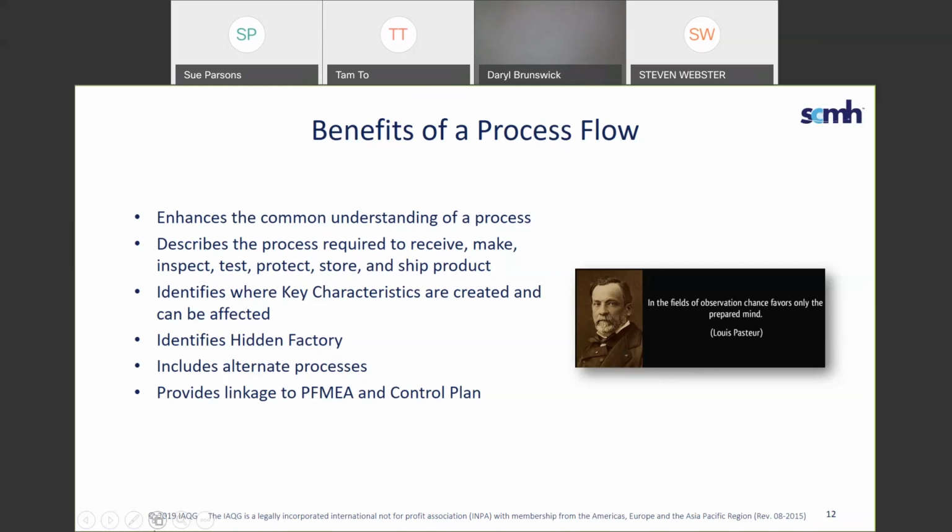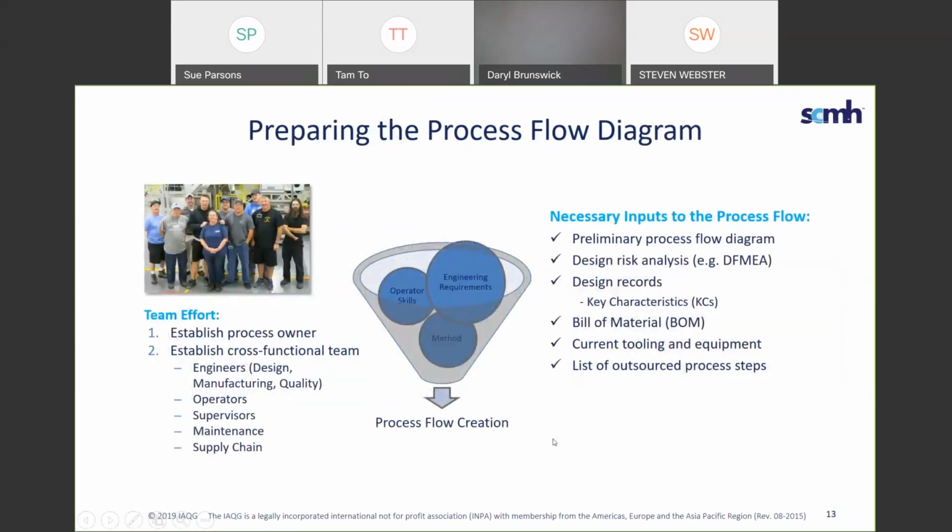It identifies the hidden factory. For instance, those can include workarounds, rework, wait time, inventory, or defects. It also includes those alternate processes. And alternate processes are different processes used to achieve the same output. For example, backup equipment, secondary sources, or sequence changes. And then finally, it provides that linkage that we've been emphasizing in relation to APQP, to the process failure modes effects analysis and the control plan.